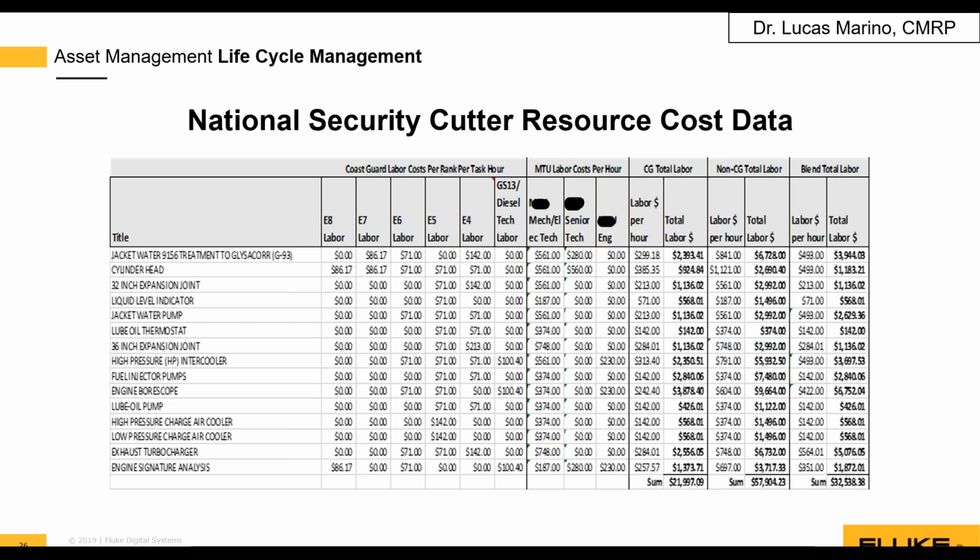Now at the bottom, you can see that we sum the total cost of each resource to conduct every one of these maintenance tasks. Okay, so if they performed every one of those maintenance tasks once, you'd have a total program execution cost of X per resource.